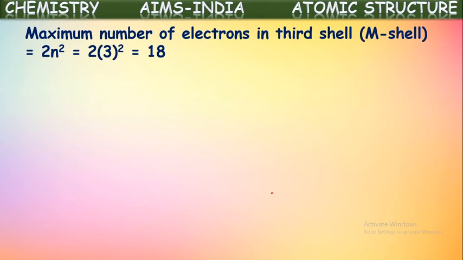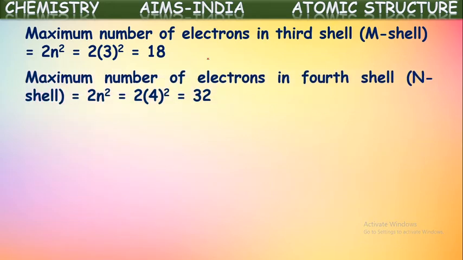If you see the third shell, that is the M shell, 2 into 3 square, that is 18. So the third shell can accommodate a maximum of 18 electrons. And the fourth shell, 32 electrons. In this way, the maximum number of electrons that can be accommodated in an orbit is given by the formula 2n square, where n represents the number of the orbit.